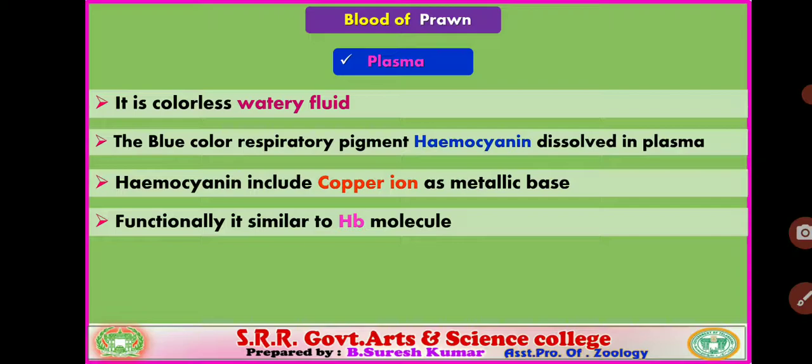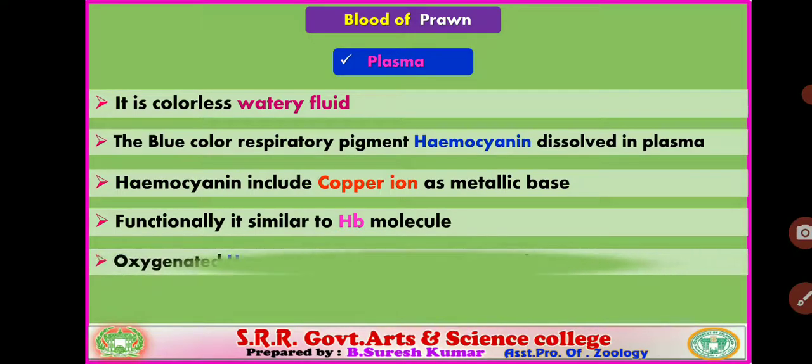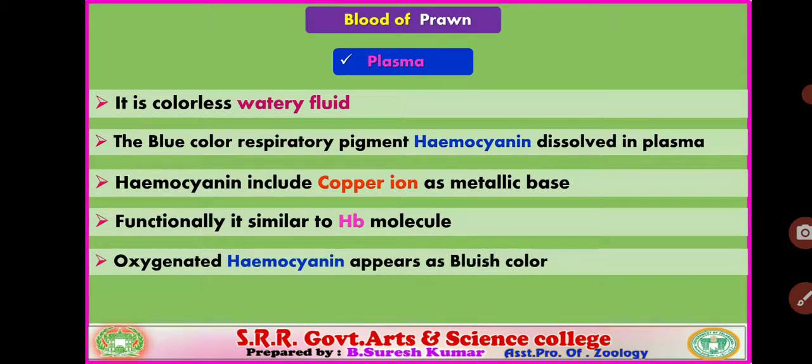It performs the same functions, carrying oxygen and carbon dioxide as usual, but the color is different due to the presence of copper when the hemocyanin is oxygenated. At that time the oxygenated hemocyanin gets a bluish color. That is the difference. So this is about plasma of the blood.